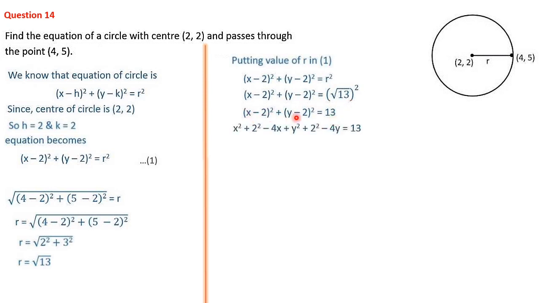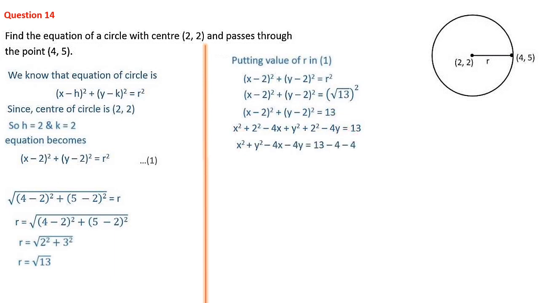Expand it by using the (a - b)² identity. Quite familiar identity now, because we have used it in several places today itself. (a - b)² expansion: a², that is x², plus b², that is 2², minus 2ab. 2 into 2 is 4, 4 into x is 4x. Here a², that is y², plus b², that is 2², minus 2ab, 2 into 2 into y, that is 4y, equal to 13.